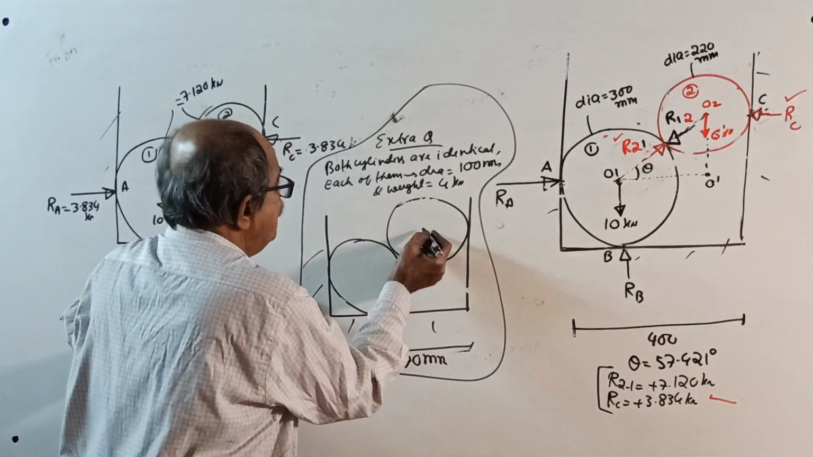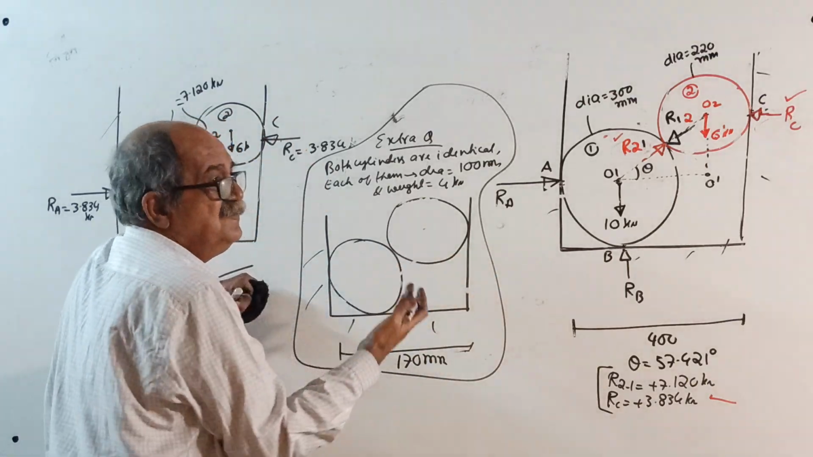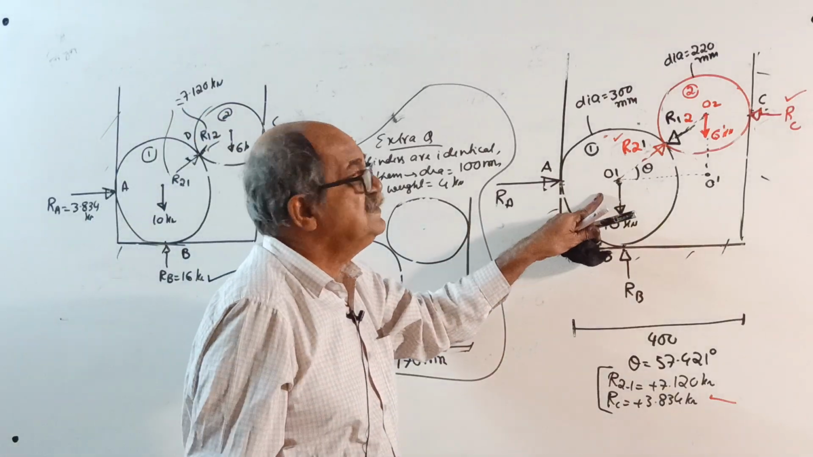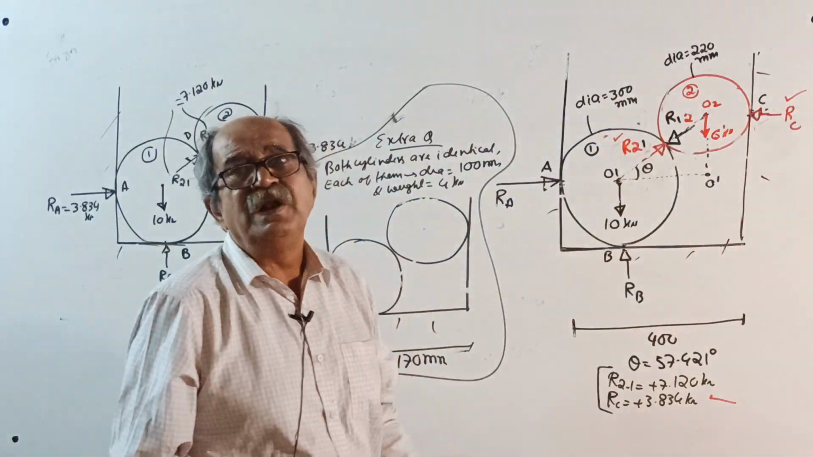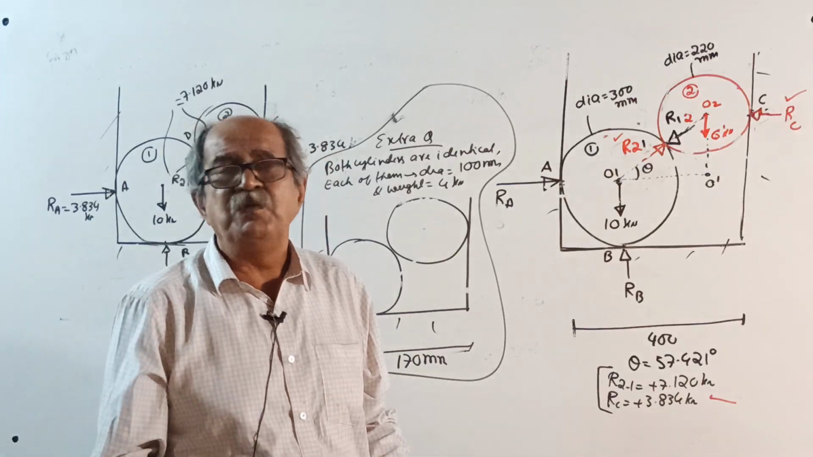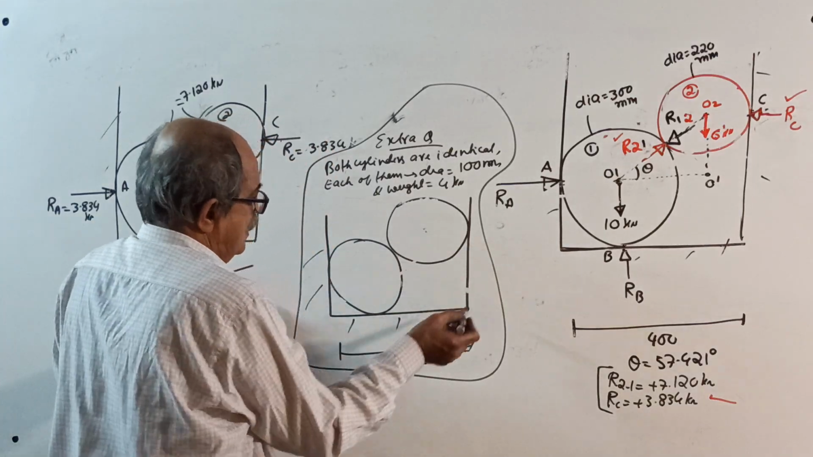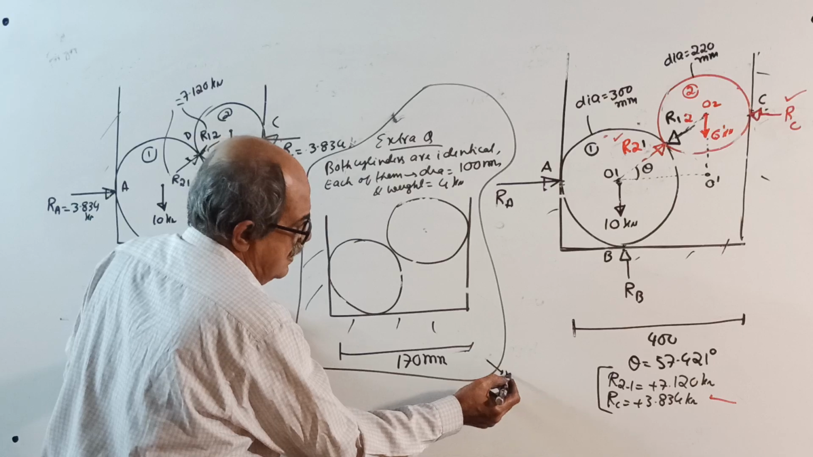Now when you want this angle theta, it's easy. Last time, half of this diameter, half of that diameter, the radius is the same for both. This question you solve, and next class I will give the answer.